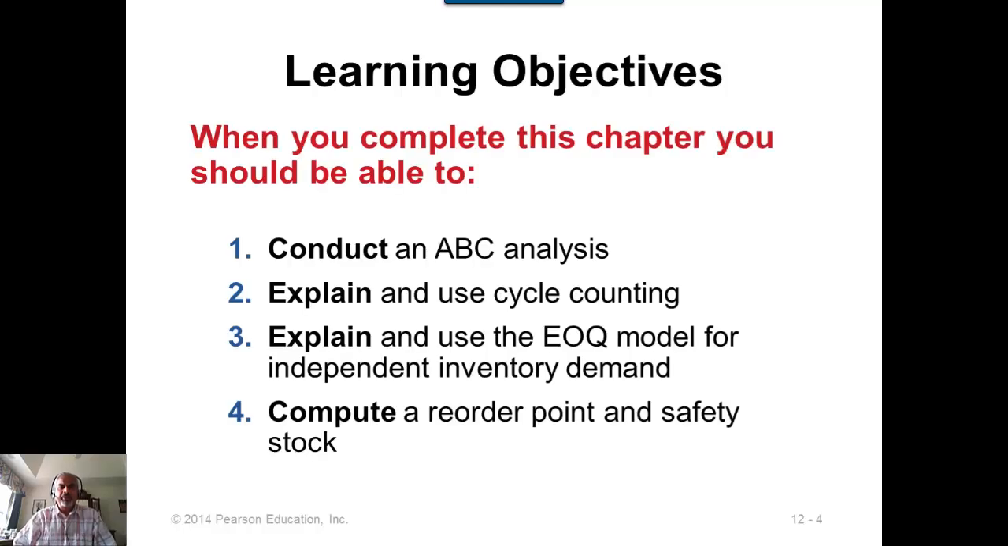So when we complete this chapter, you will be able to do an ABC analysis. You will be able to explain what cycle counting is, and you'll be able to compute problems with EOQ models for independent inventory demand items, and you'll be able to compute reorder point and safety stock under various conditions.